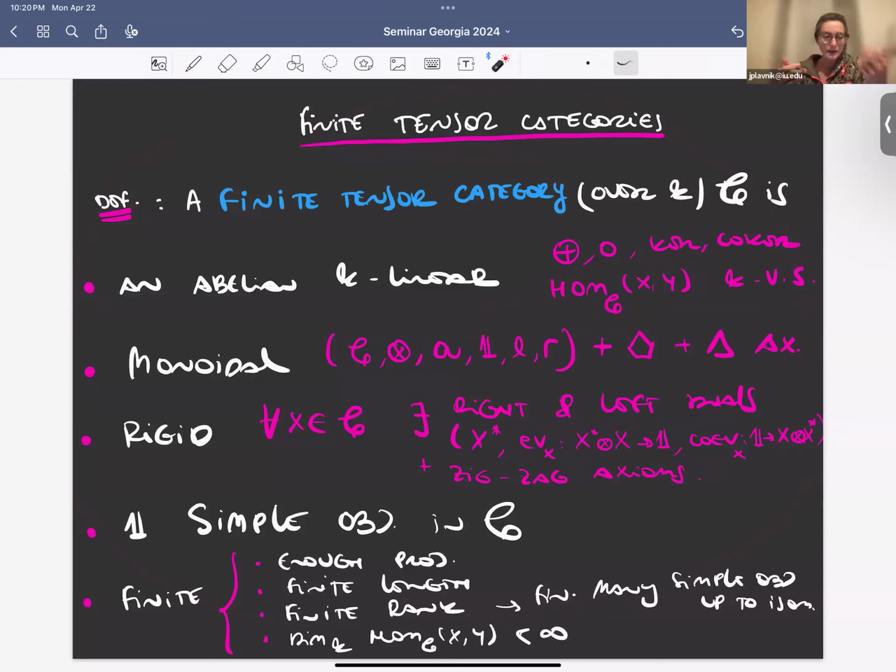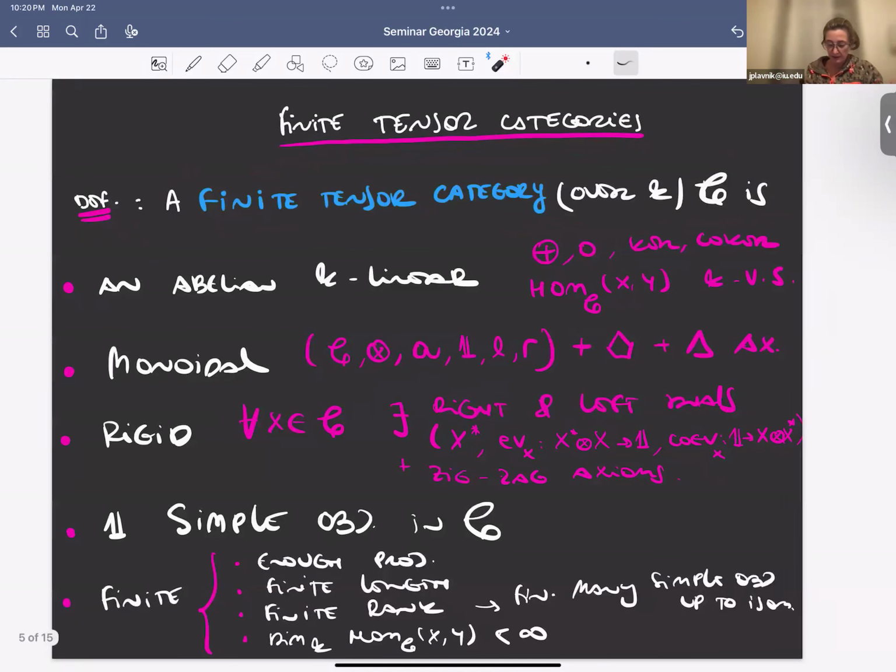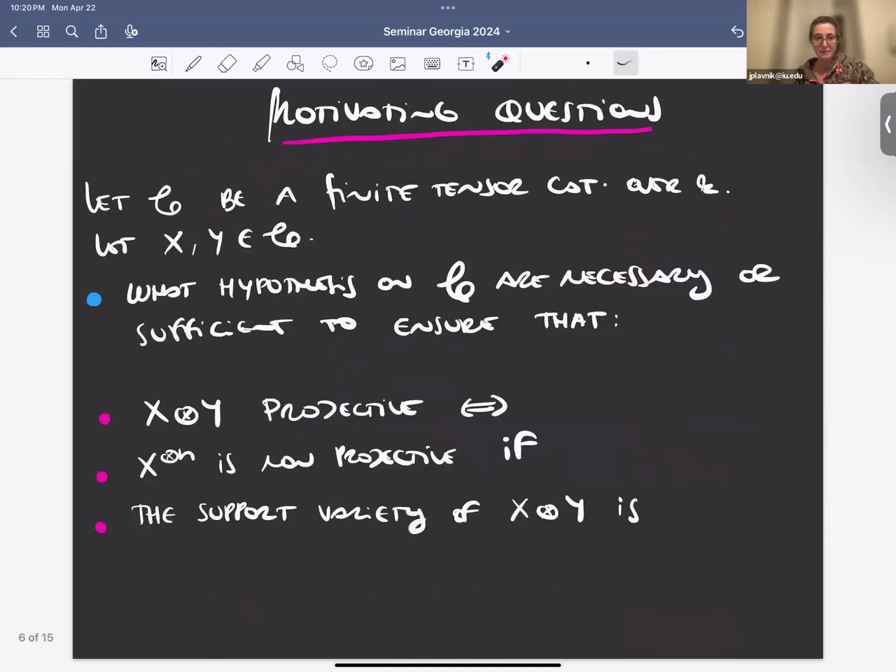Examples to keep in mind are finite dimensional representations of a finite dimensional Hopf algebra, or if you want to think of finite groups, it's also a good example. Depending on the characteristic, you will have that it's non-semisimple or semisimple. When you're in this setting, and on top of this you have semi-simplicity, the category is called a fusion category. And there are other examples, but these will be the main examples that we will have in mind.